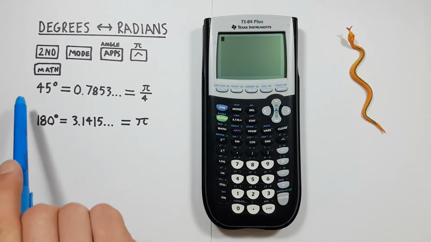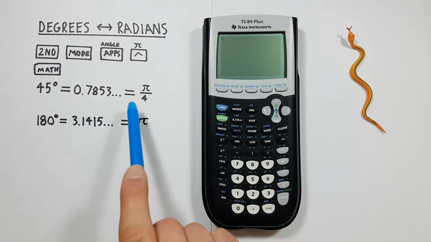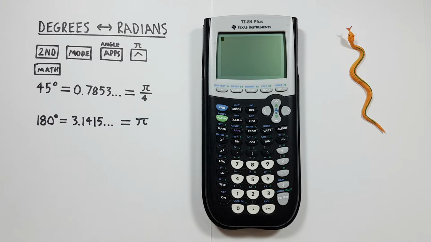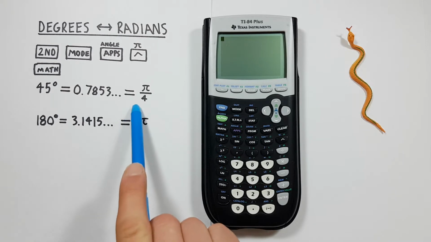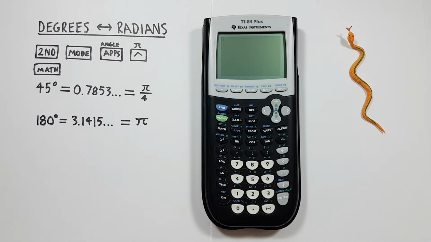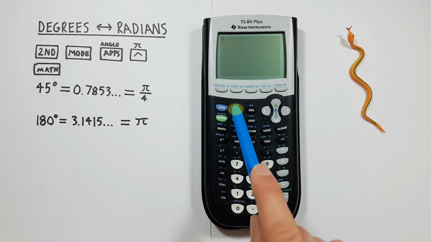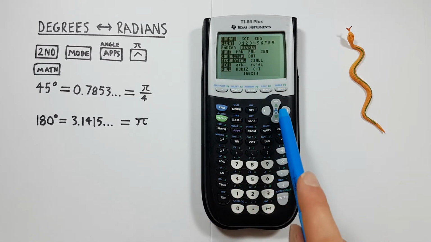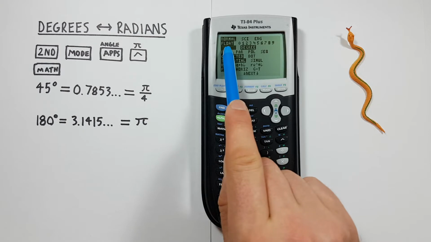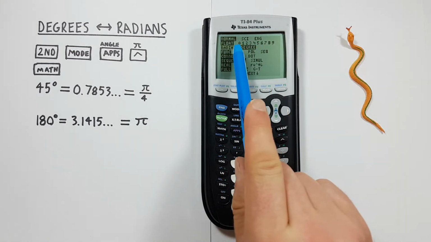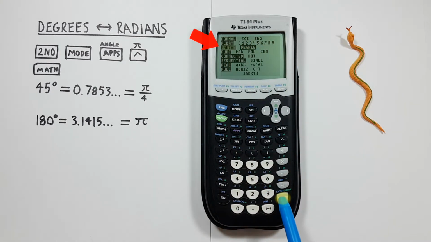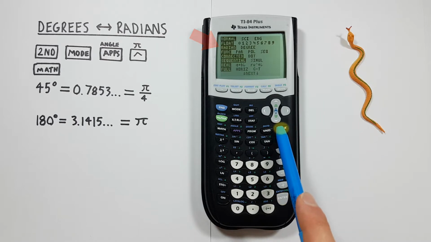Let's say we were given 45 degrees and wanted to convert that to radians. To start, what we have to do is set our calculator to the mode that we want our results in. Since we want our final results in radians, we need to set our calculator to radian mode. To do that, we press the mode key and then scroll down twice where we have radians and degrees. We want to highlight radians, press enter, and then clear.